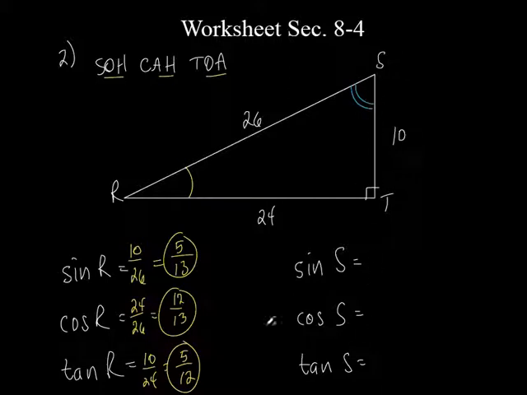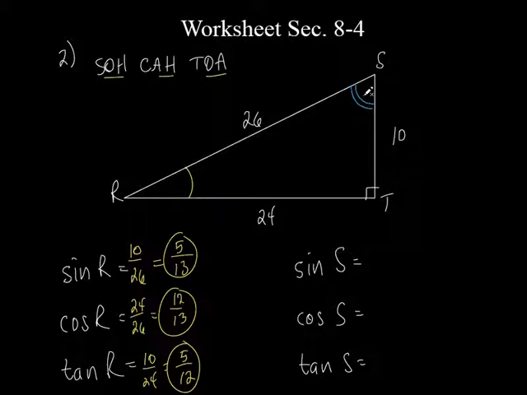And I want you to see some relationships. After we get done doing this, I want you to see some relationships between the sine of this angle and the cosine of the other angle, or the cosine of angle R and the sine of angle S, and also the tangent of angle R and the tangent of S. There's a relationship that you should be able to see by looking at those. But let's do these first.